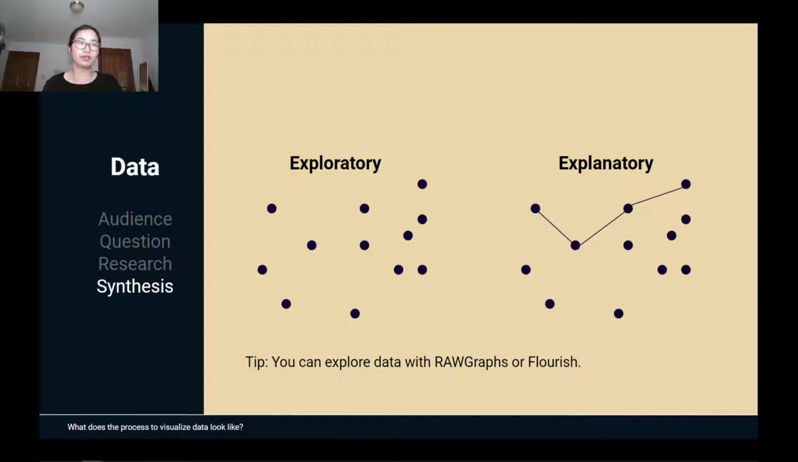And explanatory is when you have an idea of what you want to say and it's more of a linear narrative. So you have an idea of what you want to say, and you kind of connect the dots here.